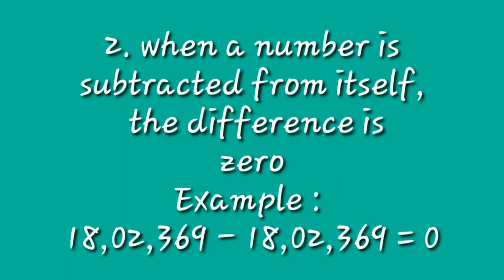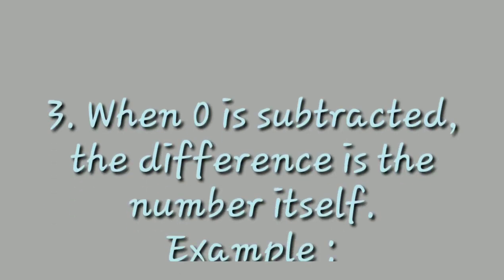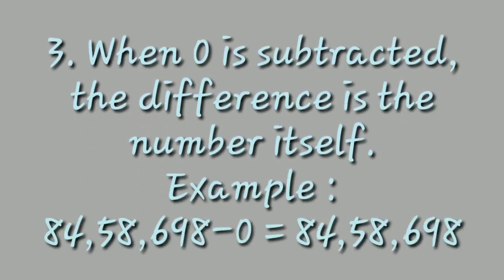Next, according to property number 2, when a number is subtracted from itself, the difference is 0. Or we can say that when the minuend and subtrahend are the same, the difference is always 0. Let's take a look at the example here. Here I have subtracted 18,02,369 from the same number and I get the difference as 0.